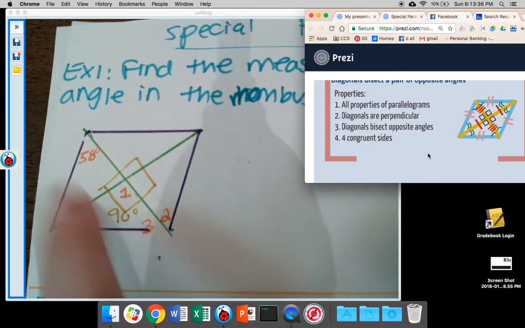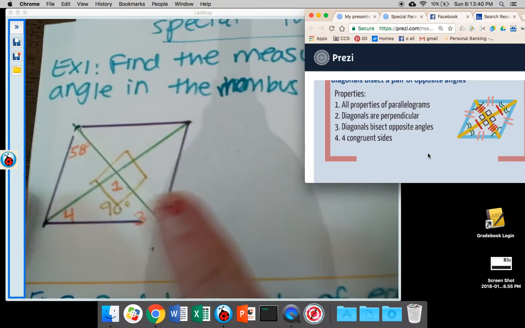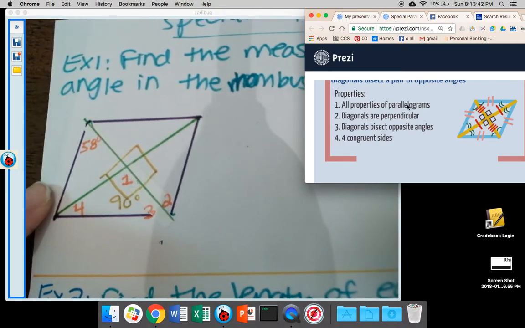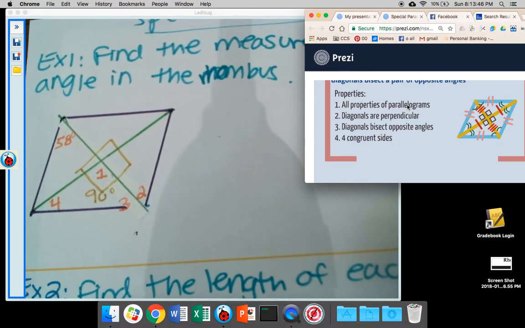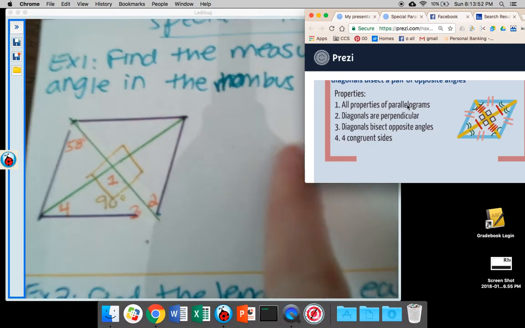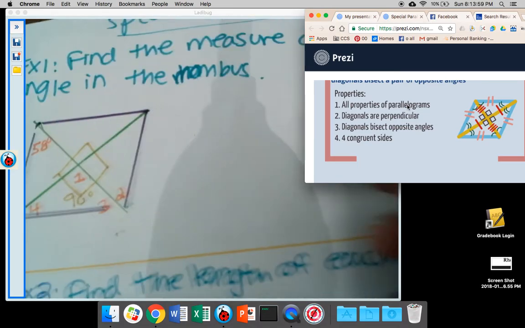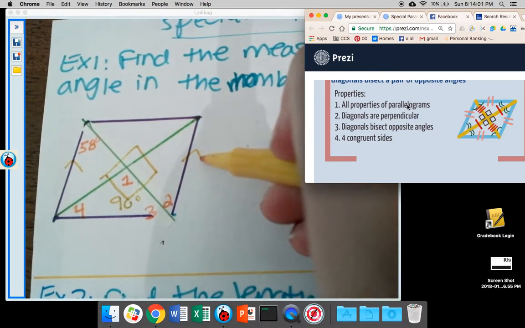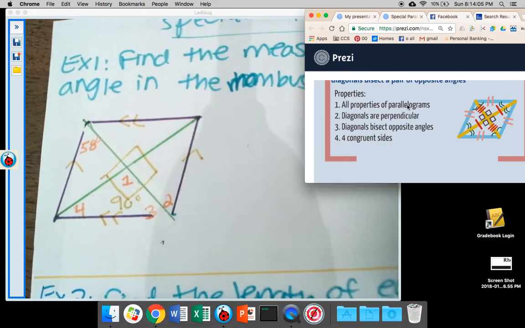Alright, so now we need to find 3, 2, and 4, which maybe the 90-degree angle will help us, or maybe this 58 degrees will help us. Alright, so let's see here. Since a rhombus is a parallelogram, what is our definition of a parallelogram? You guys are so smart. It is opposite sides are parallel. So maybe, just maybe, we can use some of those parallel line properties that we talked about to help us solve. So I know that these two sides are parallel, and these two sides are parallel.